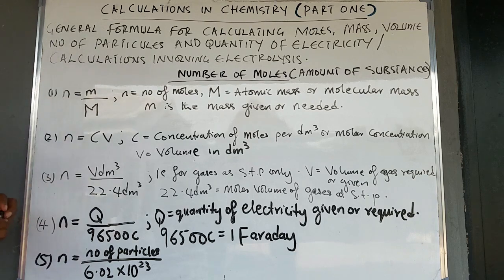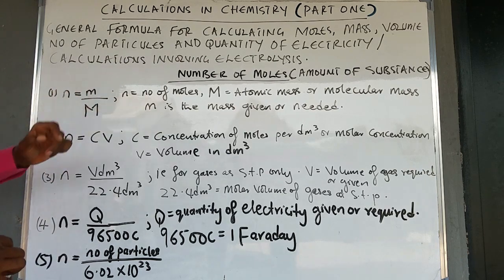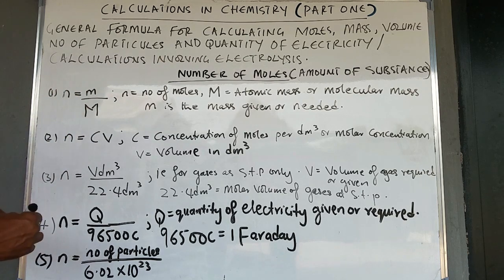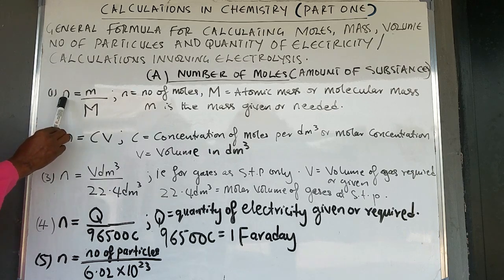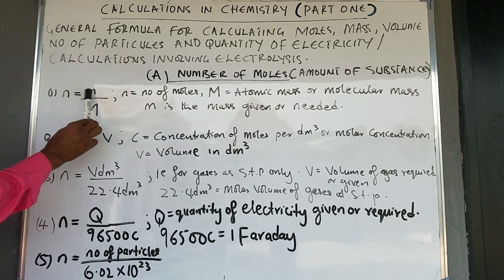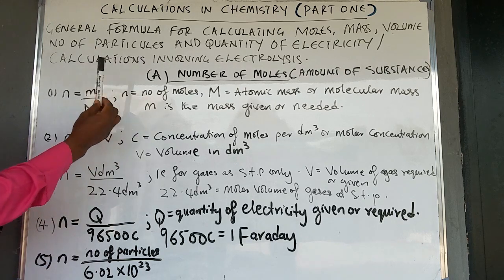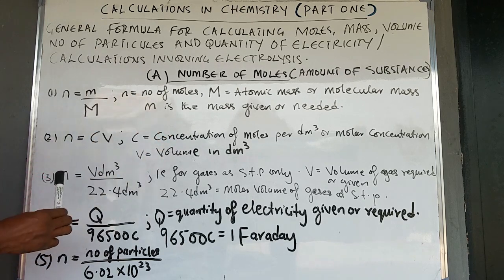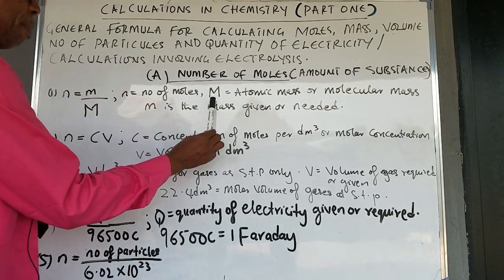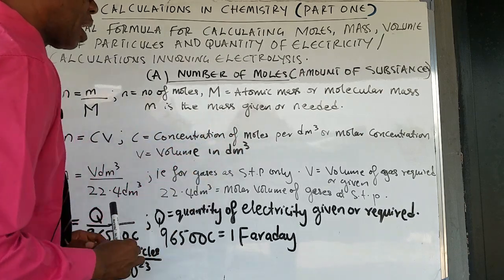General formula for calculating moles, mass, volume, number of particles, and quantity of electricity through calculations involving electrolysis. I made it in stages. I will start from the first one, number of moles. Number 1, they say that n is equal to small m over big M. What is n? n simply means number of moles. What's big M? Big M means the atomic mass or the molecular mass.